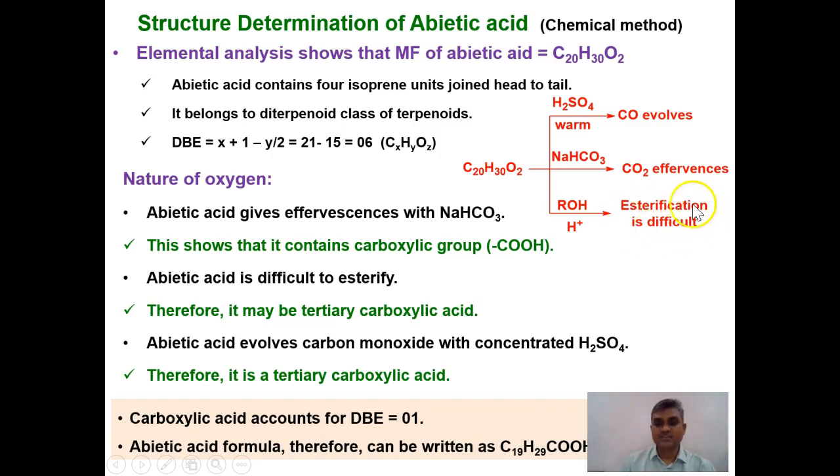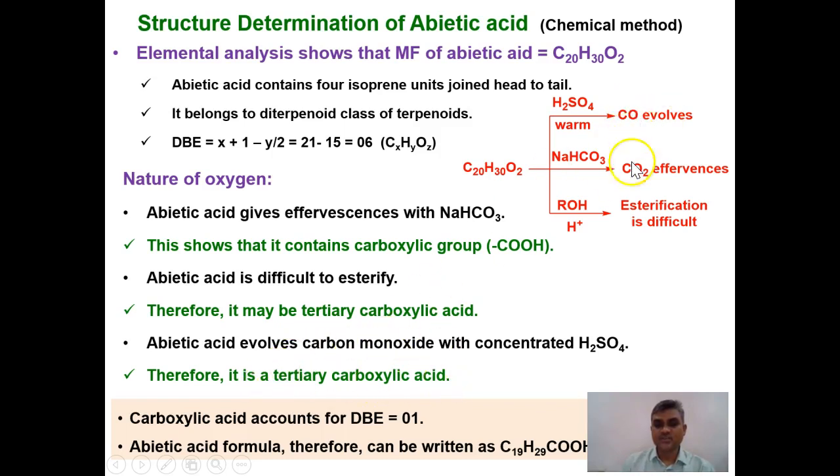Now since esterification is difficult, we may assume that the carboxyl group may be sterically hindered, and in other words we can assume that the carboxylic acid group in abietic acid may be of tertiary nature. Then the third evidence about the carboxylic group is the treatment with warm H2SO4. When abietic acid is treated with warm H2SO4, it evolves carbon monoxide. So again it proves that it contains a tertiary carboxyl group.